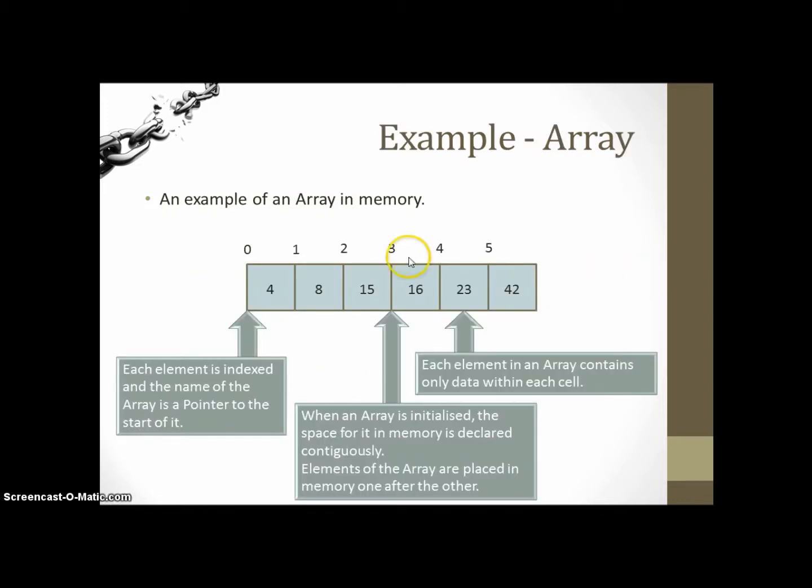So here's an array of 6 elements, and as you can see, all 6 cells are held contiguously in memory. They're all one after the other, like so. And when you declare an array, you have to declare the size beforehand. With a linked list, that's not the case.